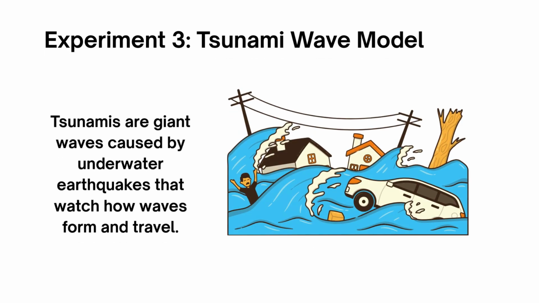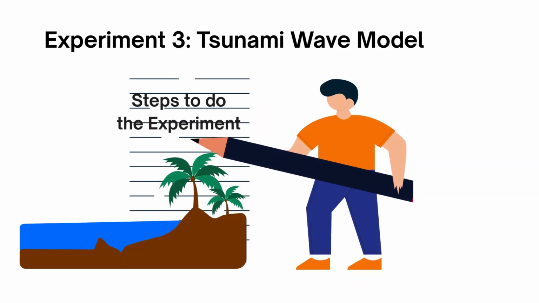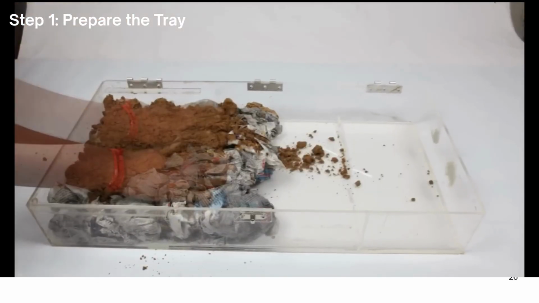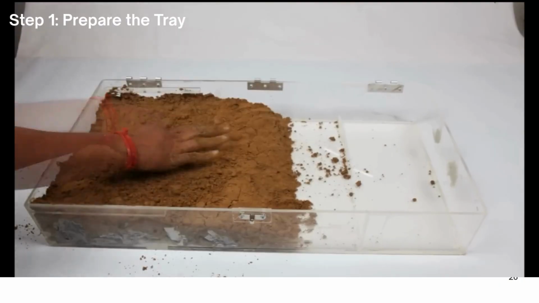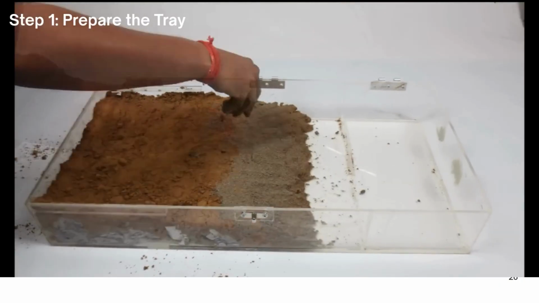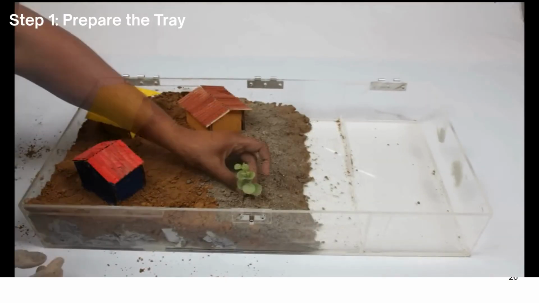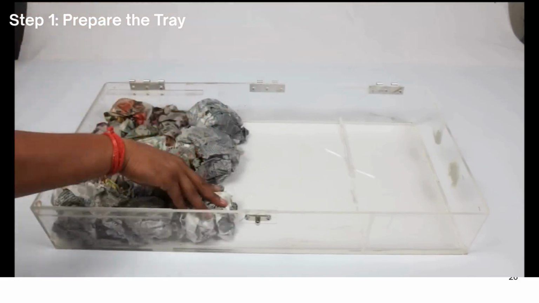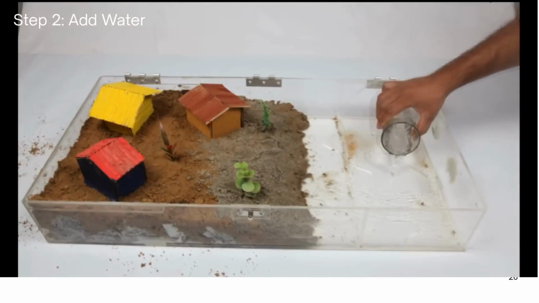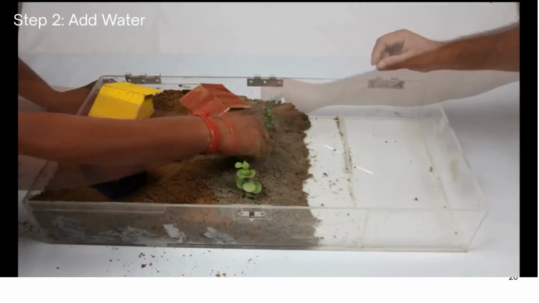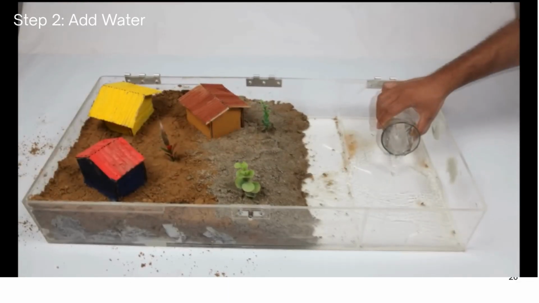Tsunamis are giant waves caused by underwater earthquakes. Watch how waves form and travel. Steps to do the experiment. Step 1. Prepare the tray. Fill one end of the tray with sand or soil to create a sloped beach leading into the water. Place the model houses or blocks on the sand to represent coastal structures. Step 2. Add water. Pour water into the other end of the tray, ensuring it reaches the edge of the sand slope but doesn't overflow.